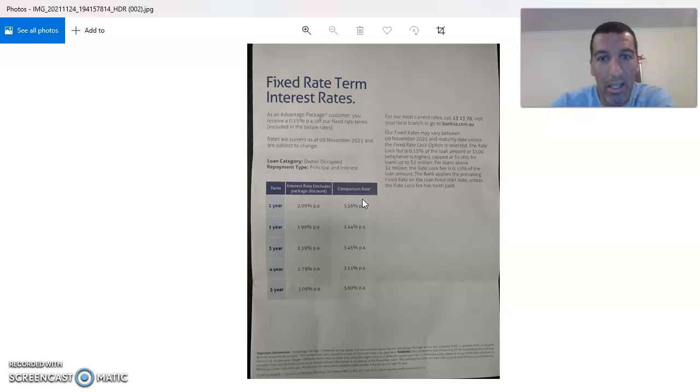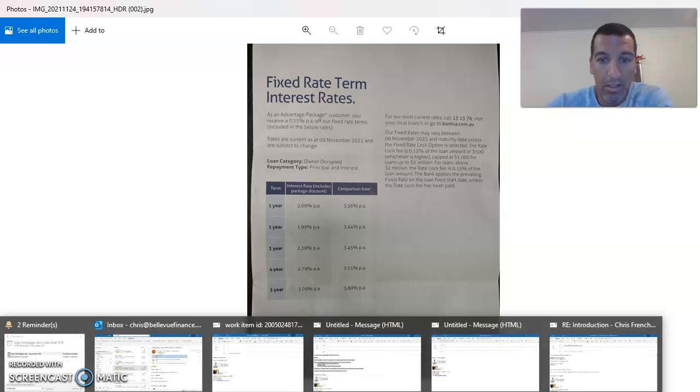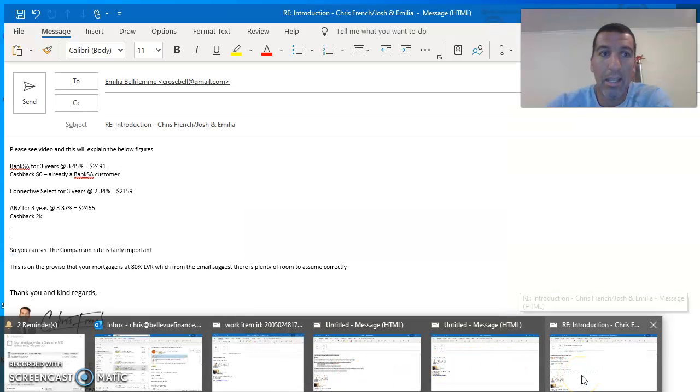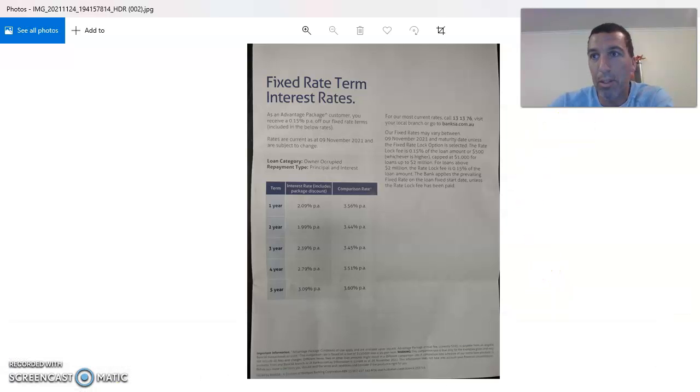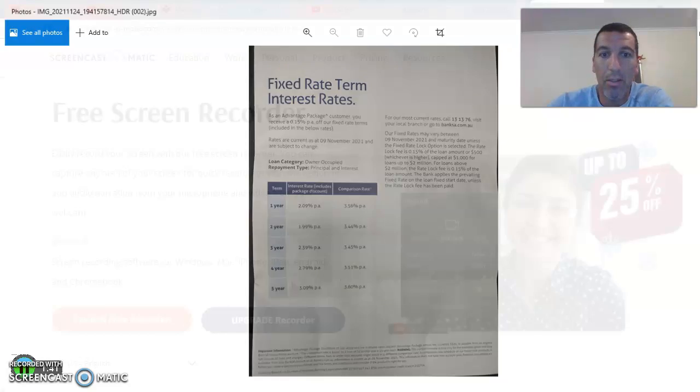I've changed all my dialog boxes to show the comparison rate. I'm also going to send an email to you guys afterwards, okay? And you can have a bit of a squiz of that to compare prices. So I've written that down in the email, so I don't need to keep that.